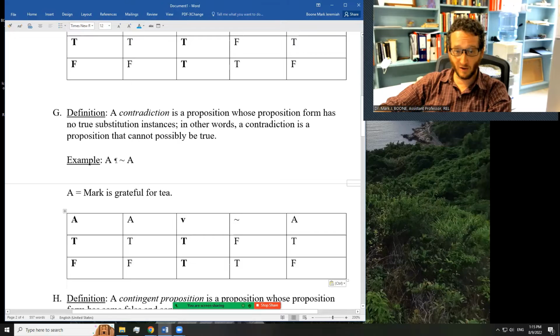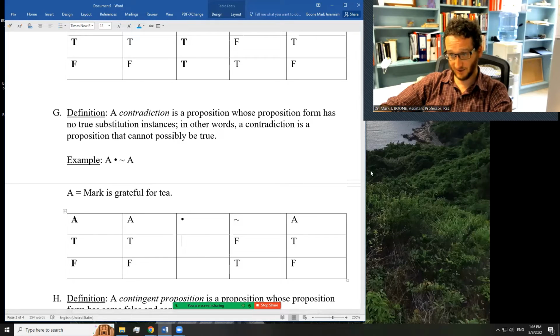So it is false that Mark is grateful for tea and not grateful for tea at the same time. Suppose Mark is actually grateful for tea. Well, then Mark is grateful for tea.